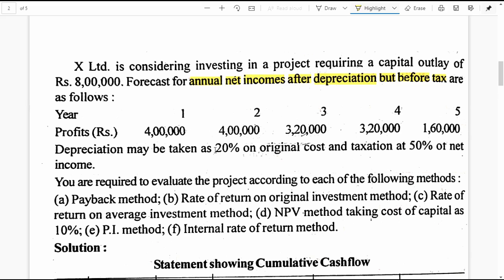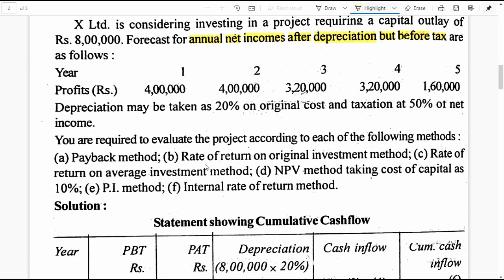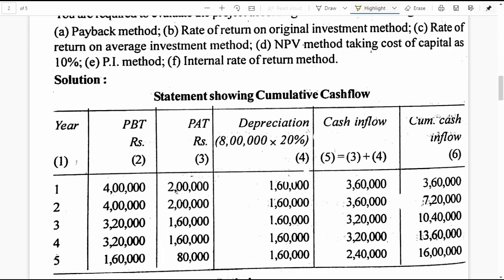Depreciation may be taken as 20% on original cost and taxation at 50% of net income. You are required to evaluate the project according to each of the following methods. A. Payback period method. B. Rate of return on original investment method. C. Rate of return on average investment method. D. NPV method, taking cost of capital as 10% per annum. Profitability index method. And the last one is internal rate of return method. Let's get into the calculations.